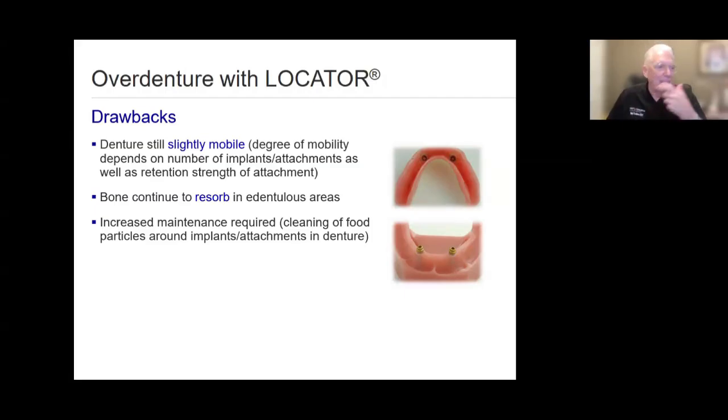Maintenance of a denture is easy. Pop it out, rinse. So they do need to do a little more flossing around the abutments. So just things to talk to the patient about.